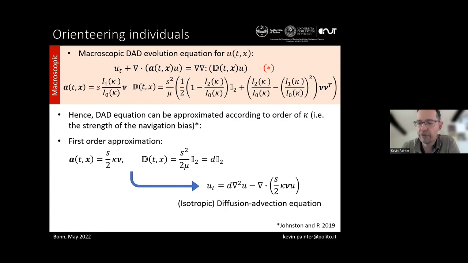But of course, that's only really valid in the case where kappa is relatively small, that you have a relatively weak bias in your system. You can also obtain higher order approximations here as well.